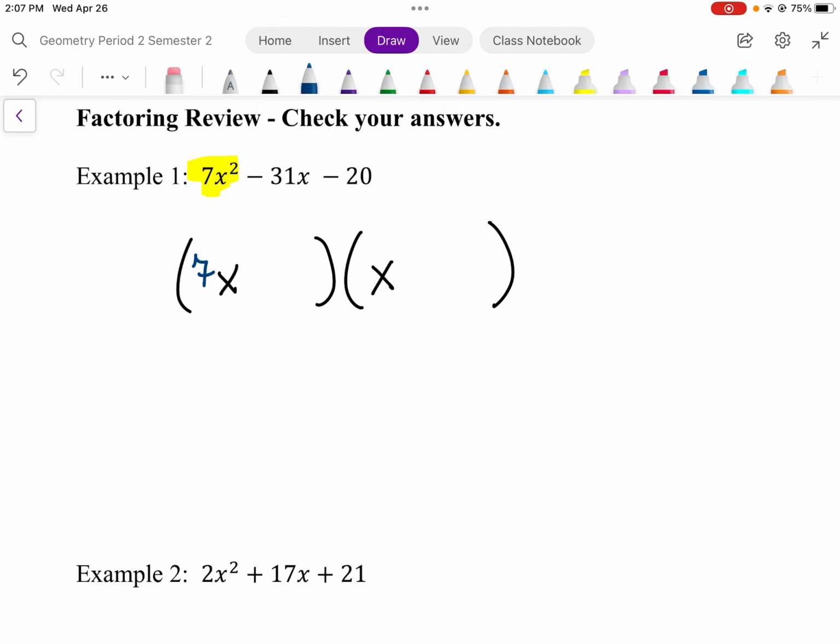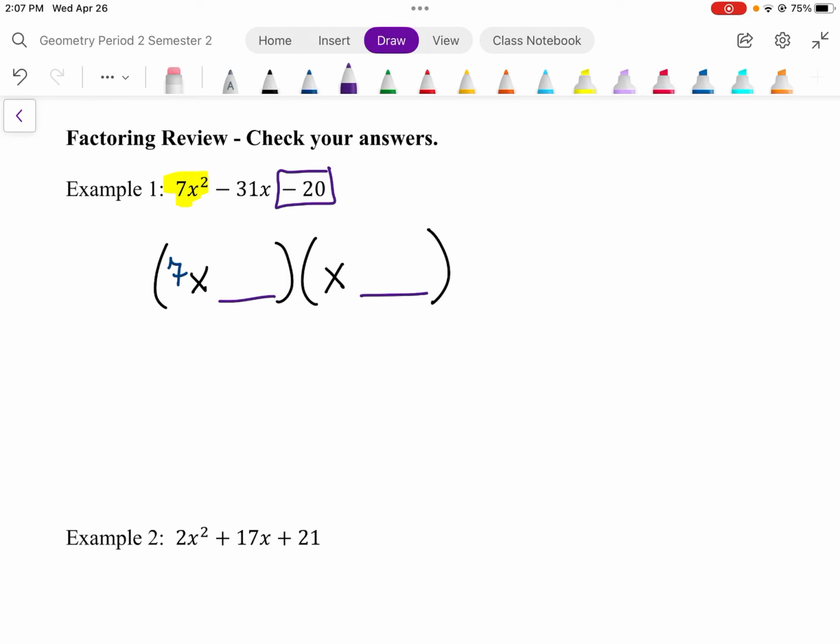So then the last two numbers in each set of parentheses, you need to figure out what two numbers are going to multiply together to be negative 20. So if we list out factors of 20, we could have 20 and 1, 4 and 5, 2 and 10, and I think that is it. Okay, so then we are going to plug those numbers into our parentheses, and we're going to kind of guess and check to figure out how we're going to get to negative 31x when we distribute.